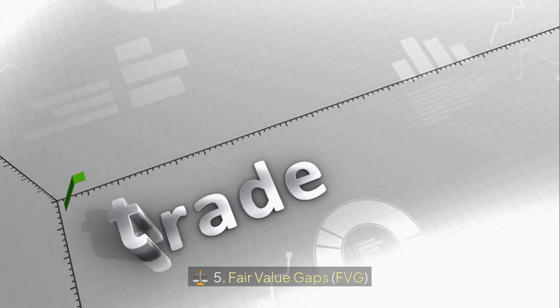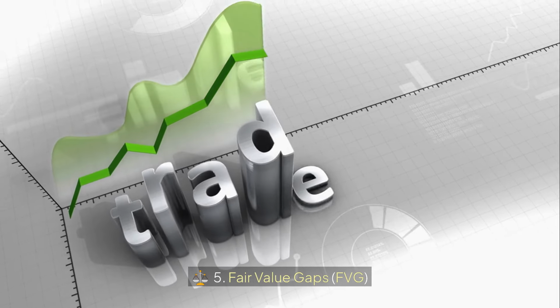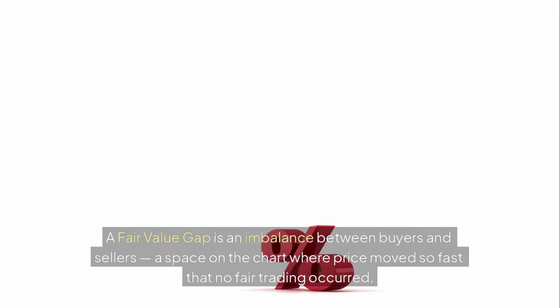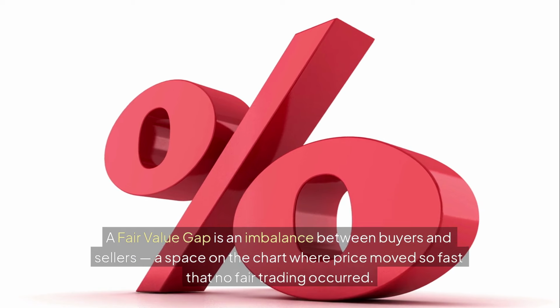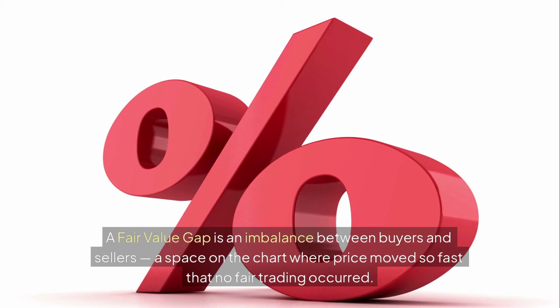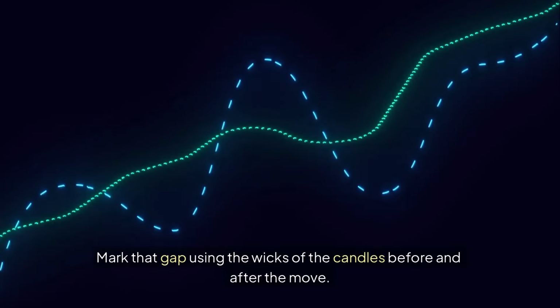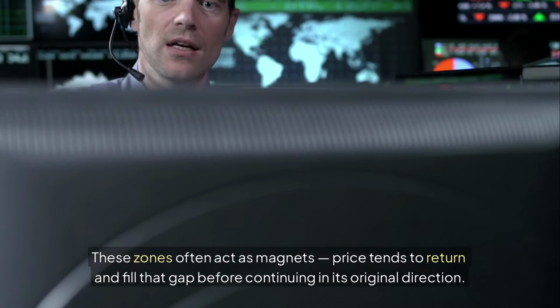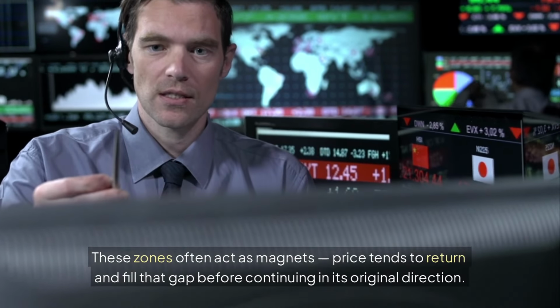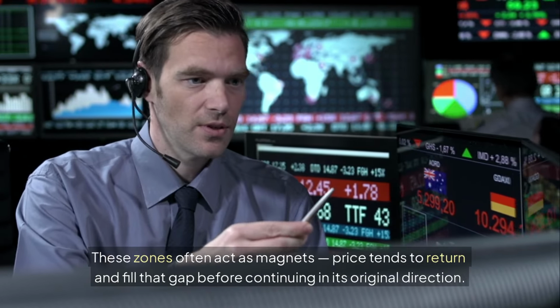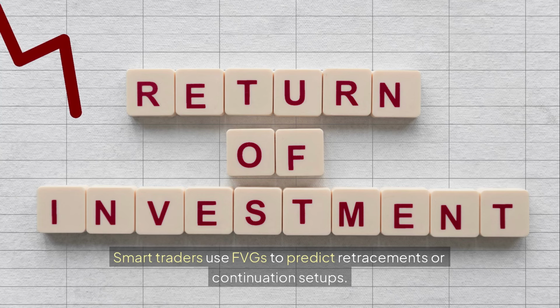Number 5. Fair Value Gaps, FVG. A fair value gap is an imbalance between buyers and sellers, a space on the chart where price moves so fast that no fair trading occurred. Mark that gap using the wicks of the candles before and after the move. These zones often act as magnets. Price tends to return and fill that gap before continuing in its original direction. Smart traders use FVGs to predict retracements or continuation setups.